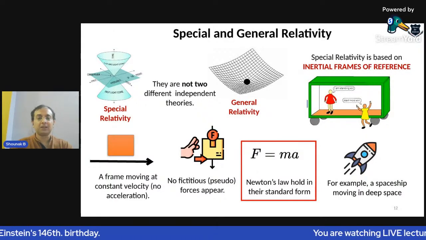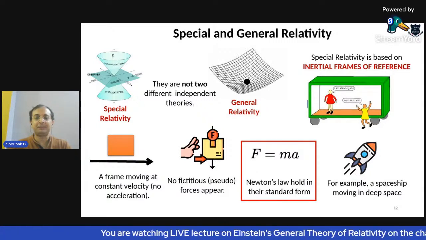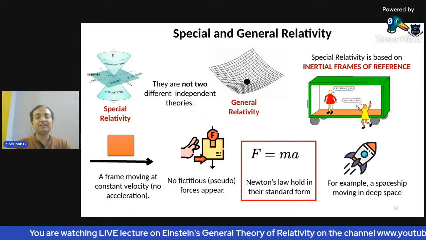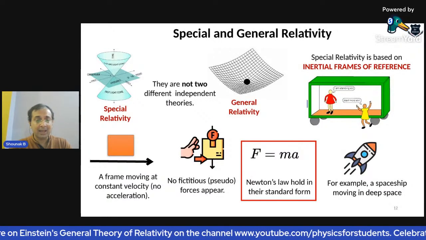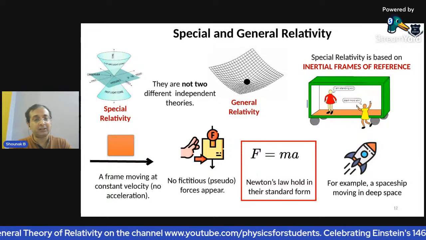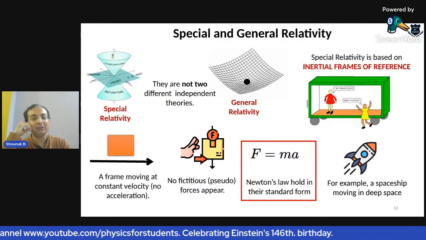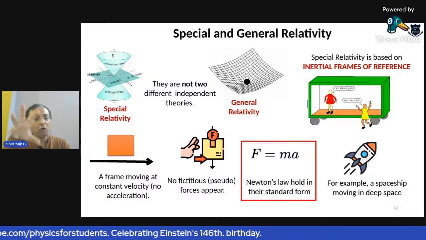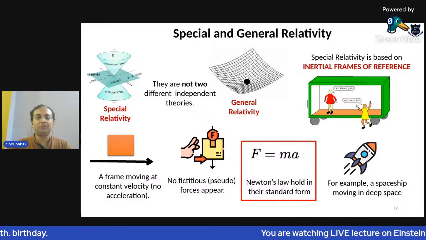Most importantly, you can imagine that a spaceship is moving in deep space, something like that. Now, when I say F equals ma or Newton's laws of motion hold in special relativity, there is a problem. I mean to say, it won't be very accurate to say that Newton's laws hold accurately in special relativity. It doesn't. Now, let me show you what the problem is.